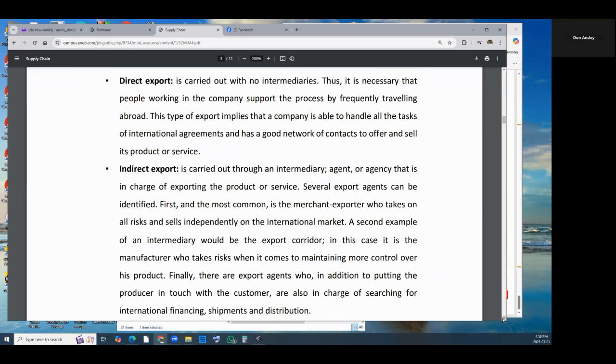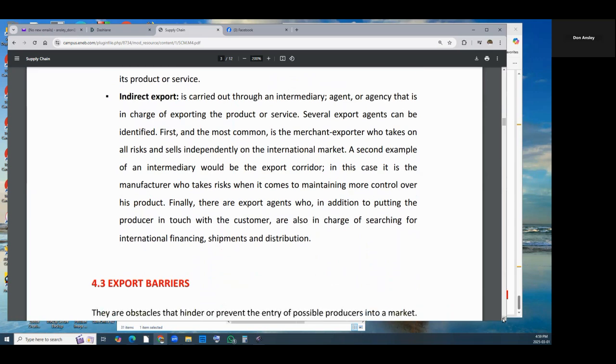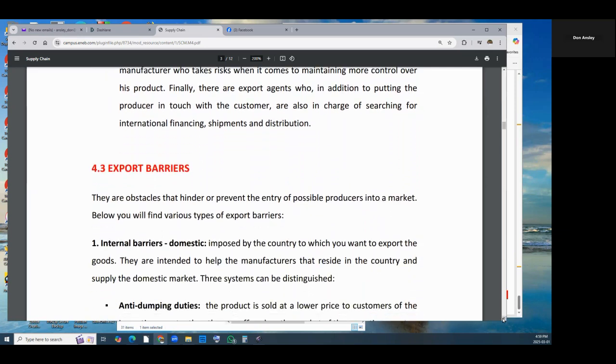Several export agents can be identified. First and the most common is the merchant exporter, who takes on all the risks and sells independently on the international market. The second example of an intermediary is the export broker. In this case, it is the manufacturer who takes the risks in order to maintain more control over his product. Finally, there are export agents who, in addition to putting the producer in touch with the customer, are also in charge of searching for international financing, shipments, and distribution.